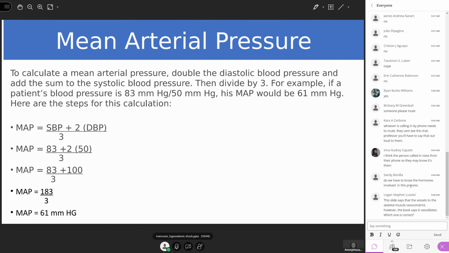All right, and this is a calculation. To calculate a mean arterial pressure, you have to double the diastolic pressure, add the sum to the systolic pressure, and then divide by 3. So for example, if the patient's blood pressure is 83, the MAP would be 61. And here are the steps for the calculation.